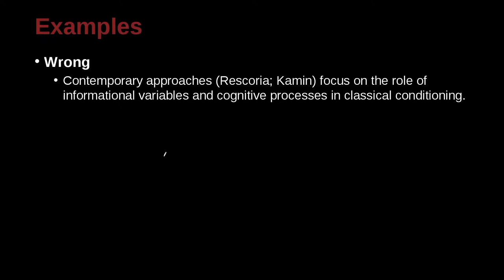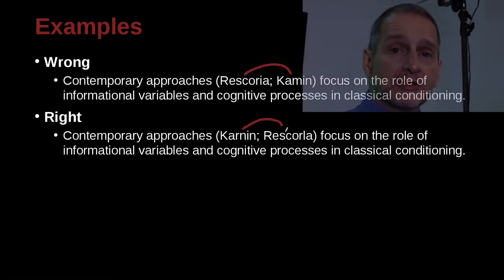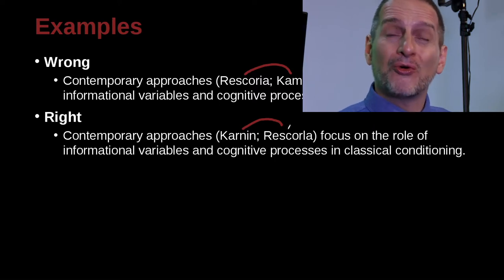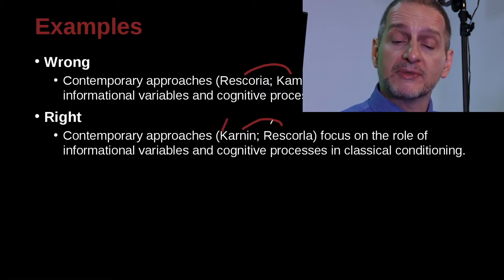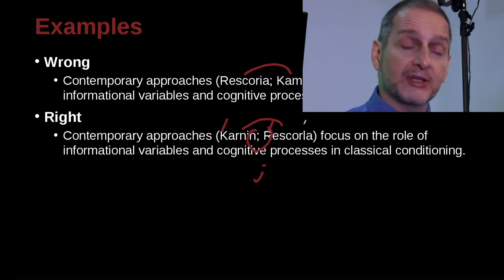Contemporary approaches, Rescorla and Kamin, focus on the role of informational variables and cognitive processes in classical conditioning. And here we have this problem of who goes first. And as in the APA, we have rules about this. So you want to make sure that when you have multiple authors inside the same parenthetical, you go ahead and use their alphabetical order, which in this case would be K comes before R. And don't forget the semicolon to separate the two separate sources.